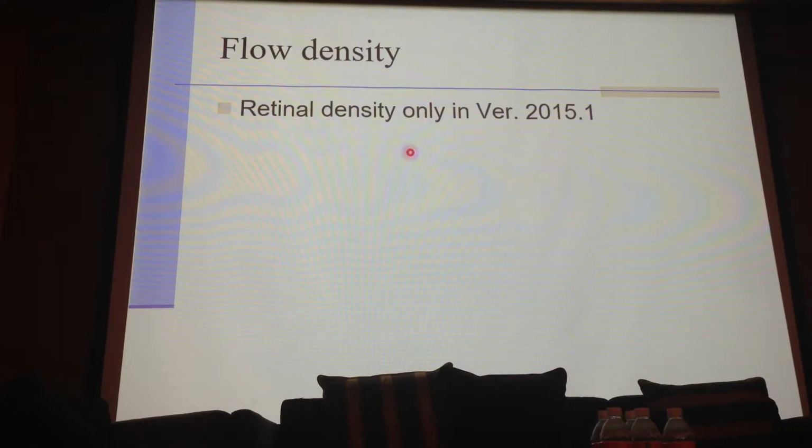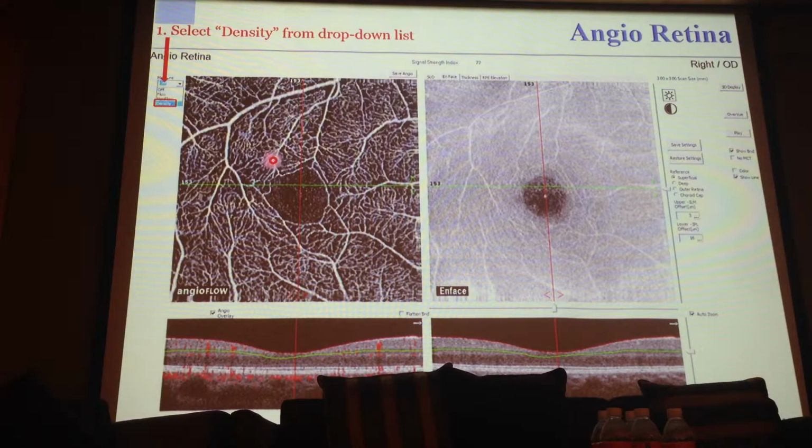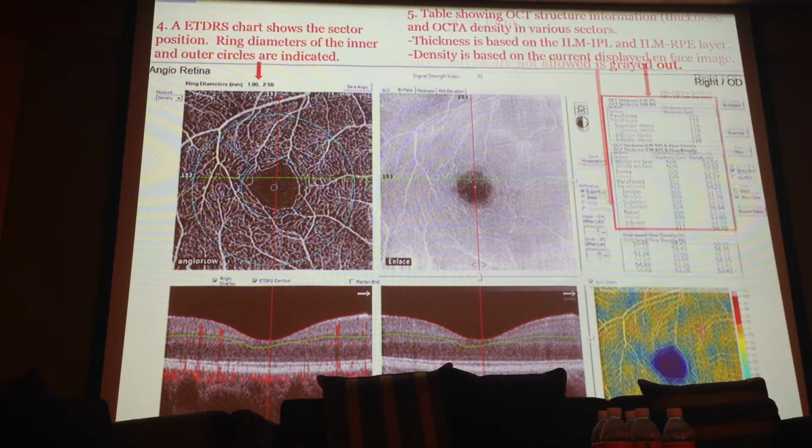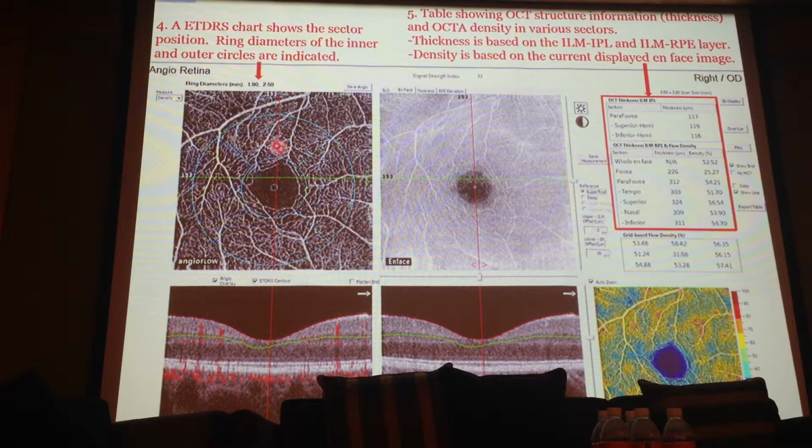And the last measurement tool is the density. With the latest software officially released, I'm sorry to tell you, only retina density is available right now. We are working on the other density, and we will have it released maybe months later. But so far, we have retina density. Just like this. We click density and we get into the density report. Within the density report, there is an ETDRS chart over here. The size of the ring is fixed. The inner ring is 1 millimeter and the outer ring is 2.5.